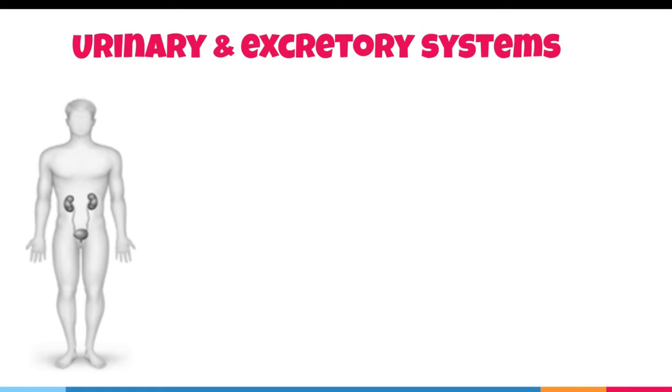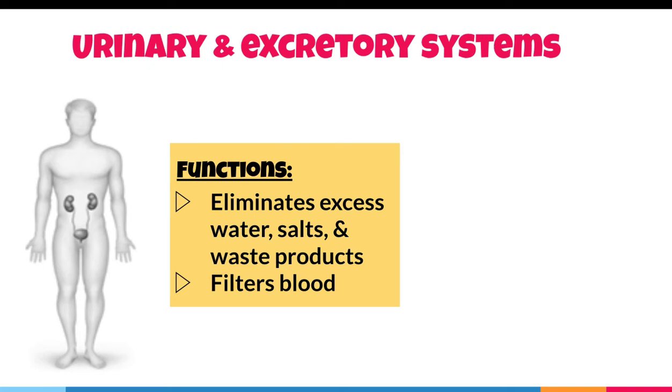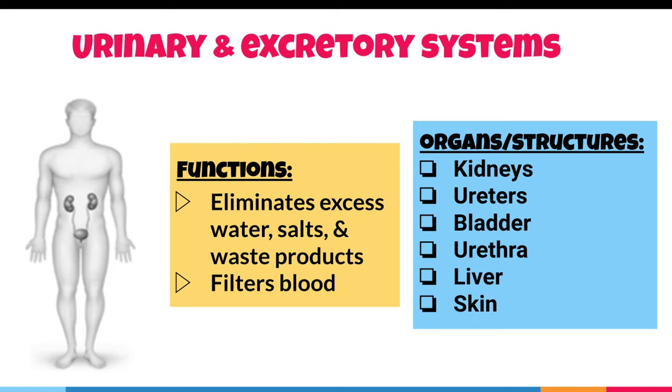We have our urinary and excretory systems. I combine these. Sometimes you'll see them separated. They both have to do with waste. And so their main function is to eliminate excess water, salts, or waste products. So again, I mentioned if food we pull all the nutrients out, we would excrete or remove that waste, the leftovers. And then it also filters blood, and that's more specifically the urinary system. The organs that are involved in these systems are the kidneys, ureters, bladder, urethra, liver, and skin.